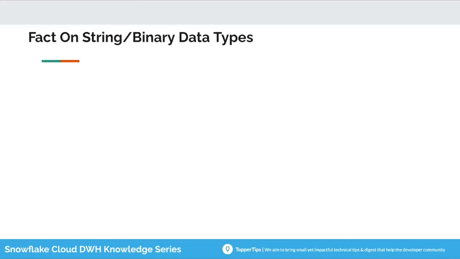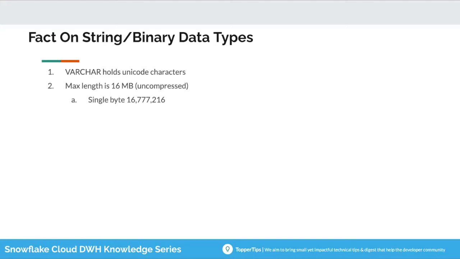Facts on string and binary data types. Varchar holds Unicode characters. Maximum length is 16 MB for the varchar, and that is uncompressed. Very, very important point to remember. A question may come whether it is compressed or uncompressed. For a variant data type, it is compressed. A single byte character would take up to 16 MB if you have a big text.